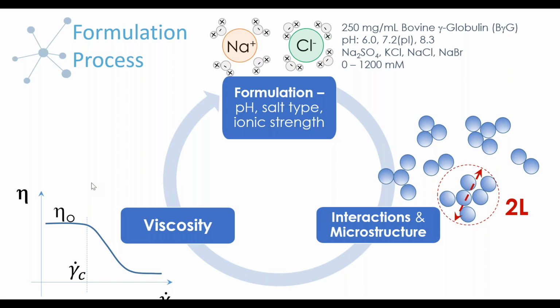So what we're going to talk about today, our case study, we're dealing with a model protein. So this is bovine gamma globulin, quite common, at a very high concentration, 250 mg per mL. And we're going to look at it under a variety of conditions. So we know its isoelectric point is somewhere close to a pH of 7. So we're going to look at it there. And then also below this, where it's going to be cationic, and higher pH where it will be anionic. And then we're going to add a variety of salts.